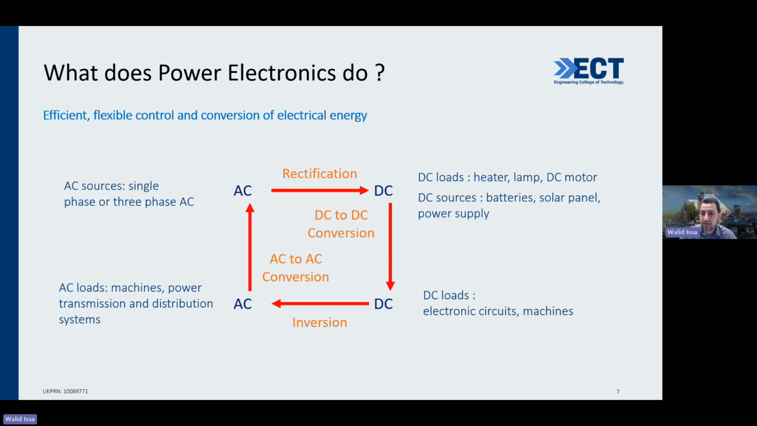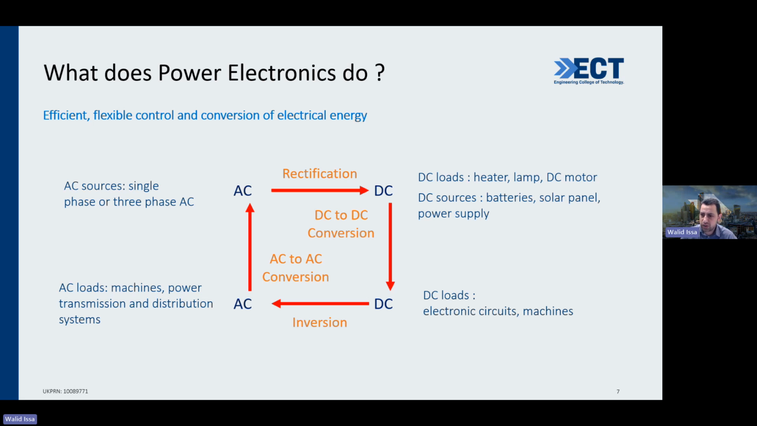And the last link here in the loop is the AC to AC. What things might we need AC to AC for? For example, if you have two countries and one of the countries is 50 hertz and the other country is 60 hertz, we have to have a combination between both together to convert that AC with 50 hertz to another AC with 60 hertz, and that can be done by a back-to-back converter, for example, which combines the two networks by a DC bus.